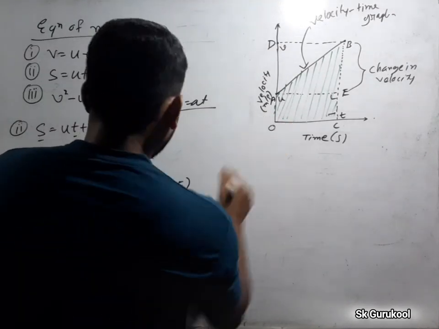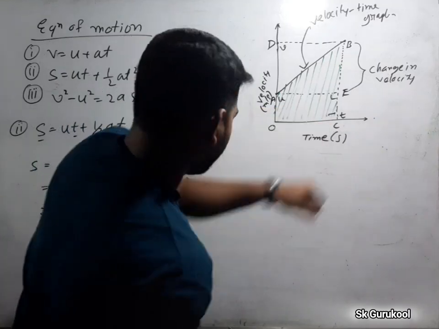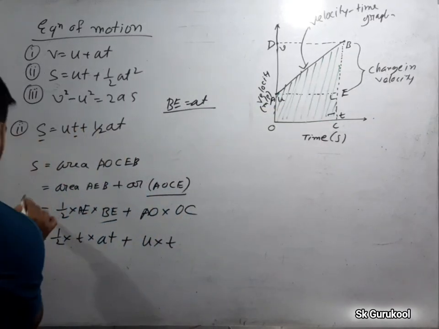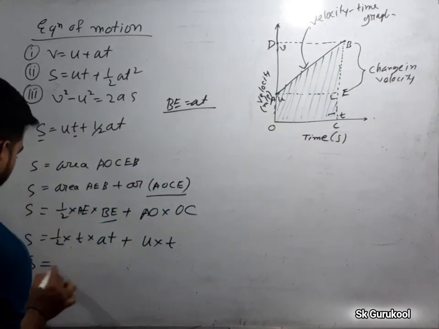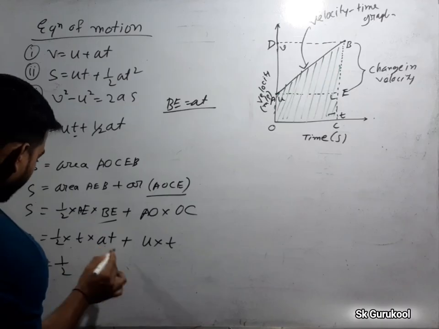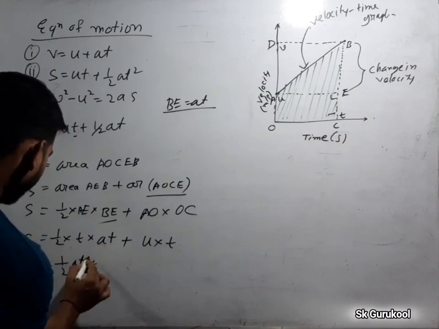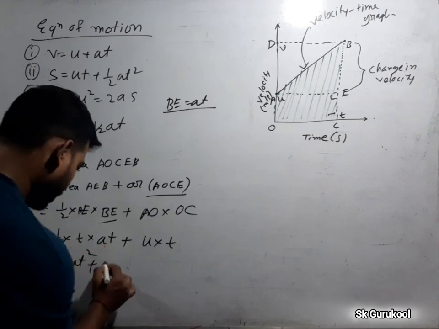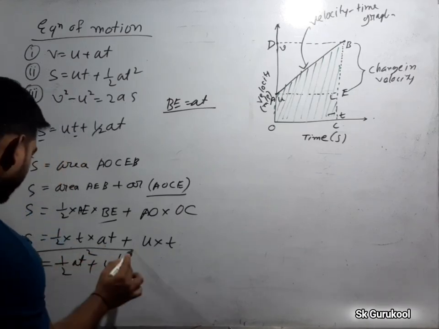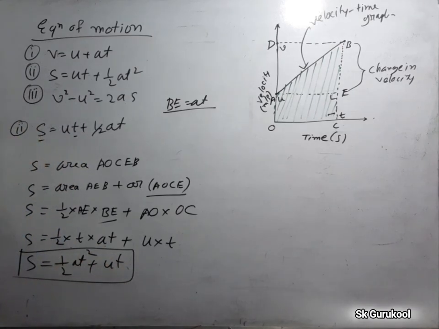What is AO? u. And OC is time taken T. Okay, s equal to half into a into at, you can write, and plus, oh sorry, t at t, t square. There are two t's, and it is ut. So finally we have got this formula. Very easy.